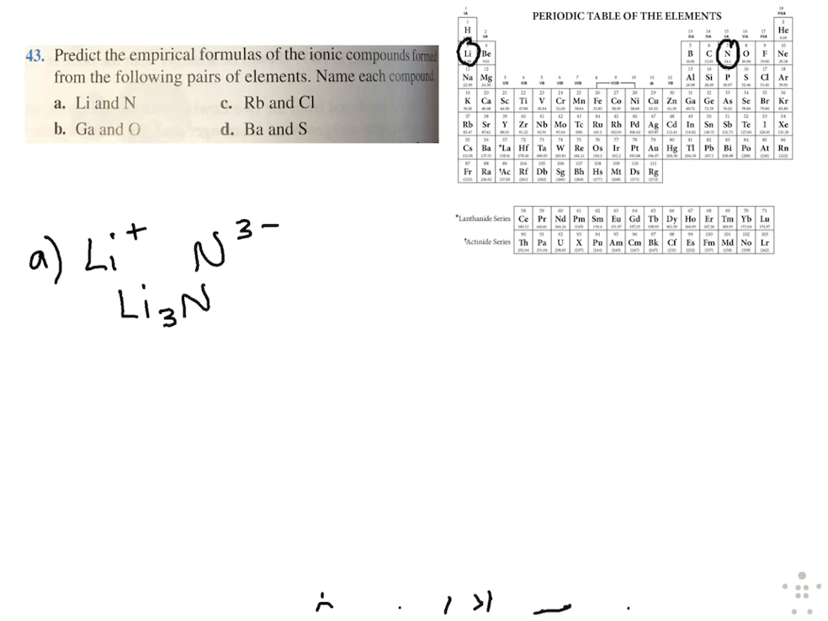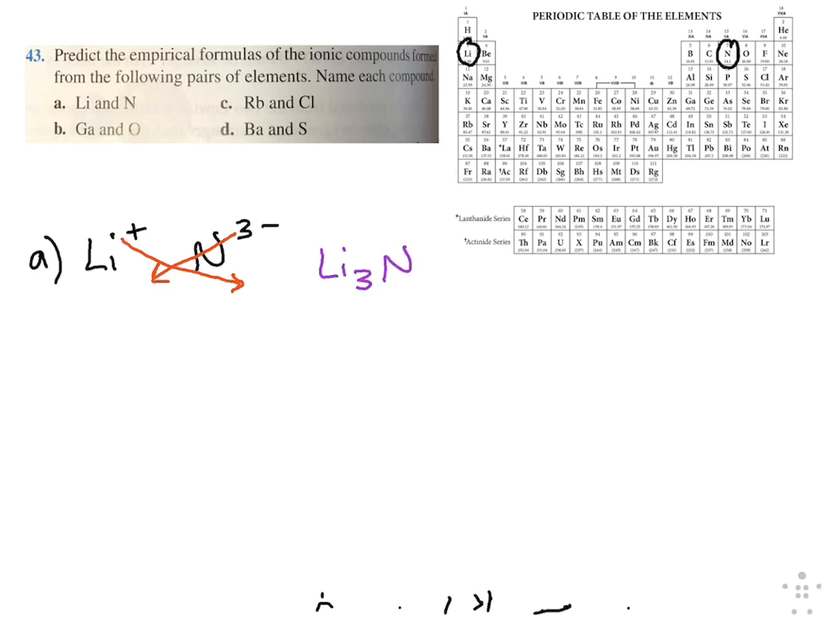Another little shortcut for this, if you want to use it, is when we write formulas for ionic compounds, we use what we call the Crisscross Rule, which means you take the 3 and you bring it down here. You bring the 1 and you bring it down there. Crisscrossing them cancels out the charges, and that's going to give you the formula Li3N, just like I showed you.